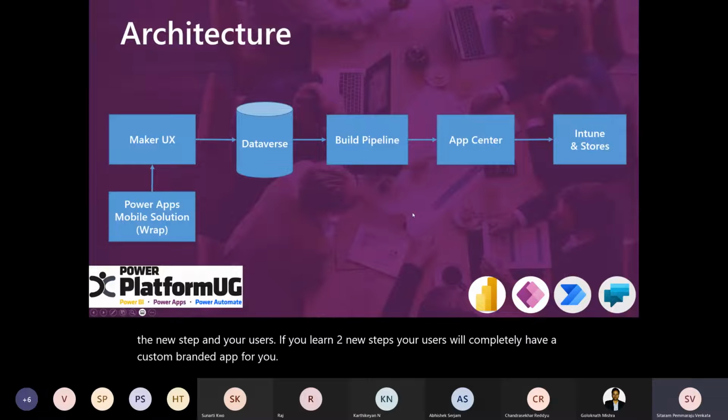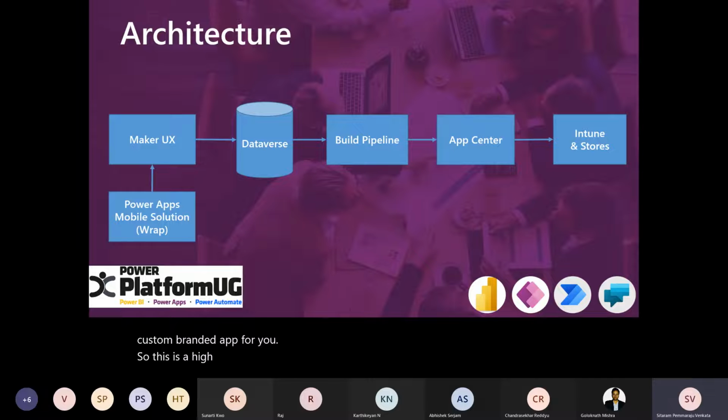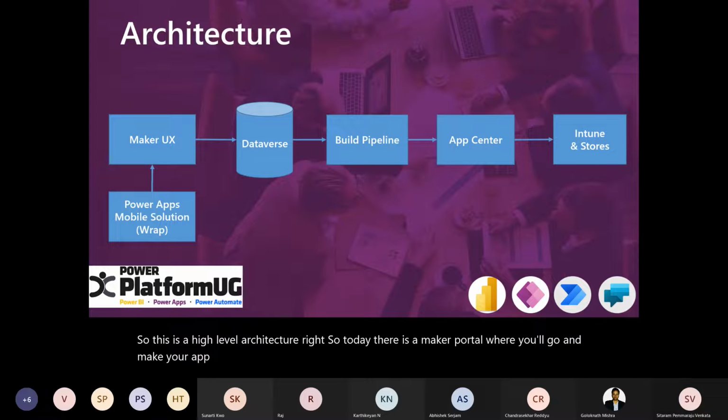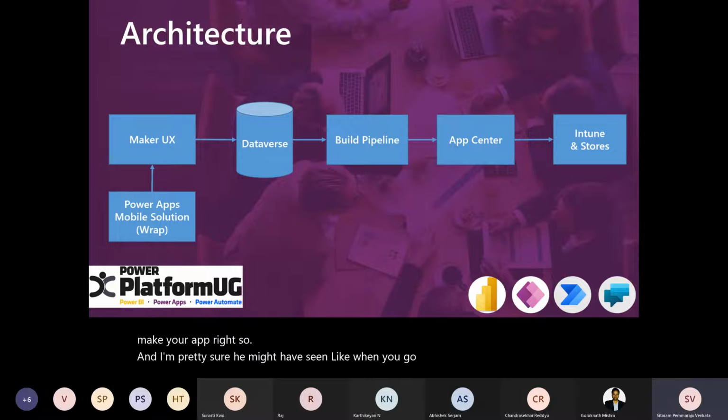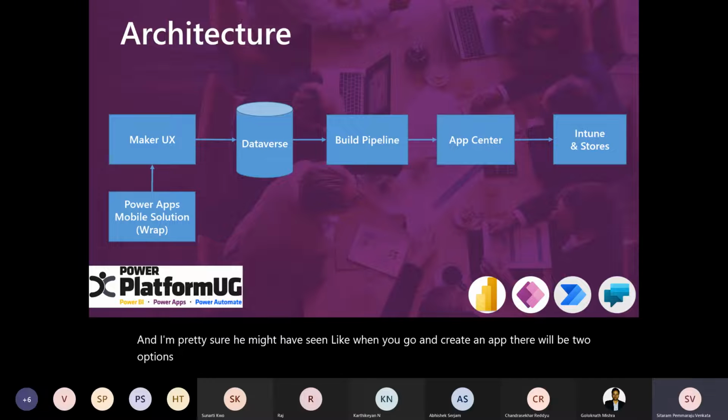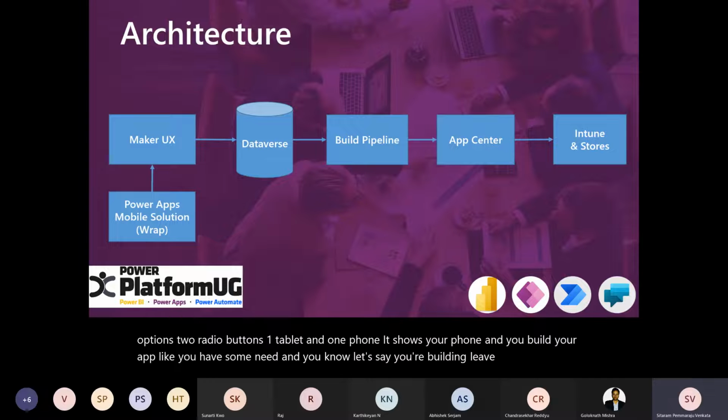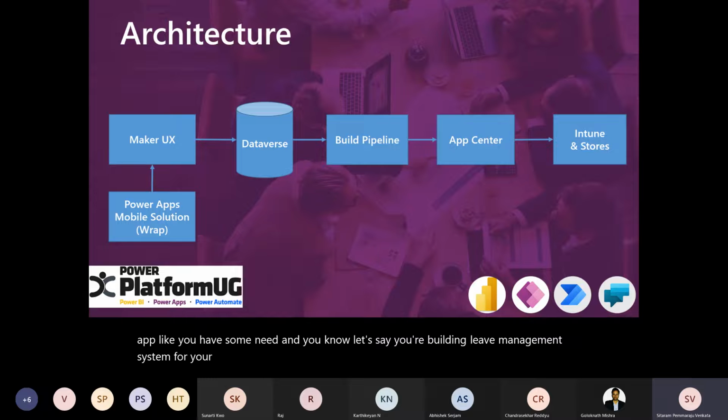So this is a high level architecture, right? Today there is a maker portal where you go and make your app. I'm pretty sure you might have seen, when you go and create an app, there are two options, two radio buttons, one tablet and one phone. You choose phone and you build your app. Let's say you are building a leave management system for your company. You have created new entities, and then you have built it.